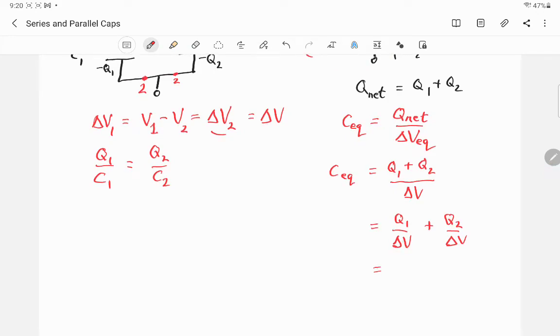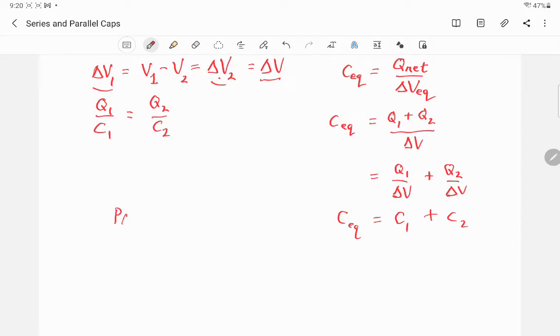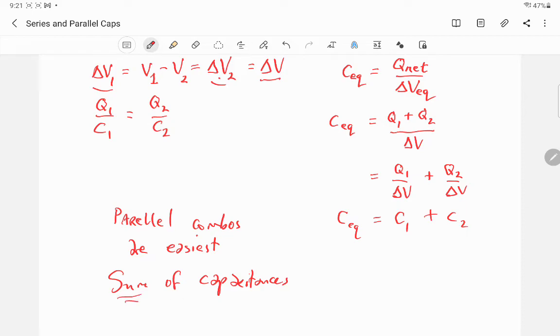But Q1 over delta V is C1, and Q2 over delta V, right? So delta V is also the same. I already wrote it. Delta V is also the value of delta V2, right? That's just Q2 over delta V2, which is C2. And the idea is in parallel, you just add up the capacitances.